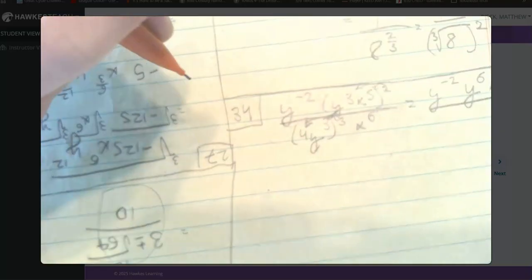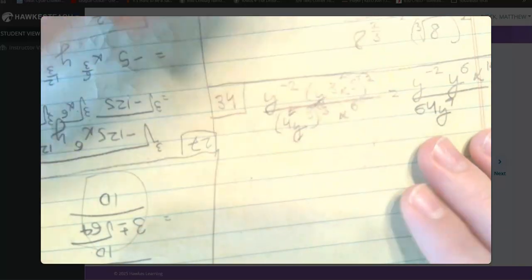And we can do a similar thing here. We can distribute the 3, which means we're raising each of these to the third power. So we have 4 to the third, which is going to be 64. Then y cubed to the third is y to the 3 times 3, so y to the 9th. And we have x to the 6th.